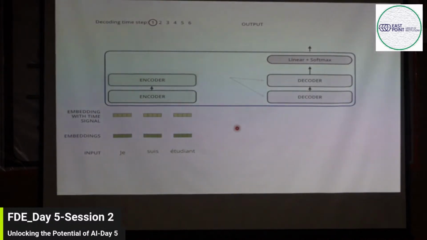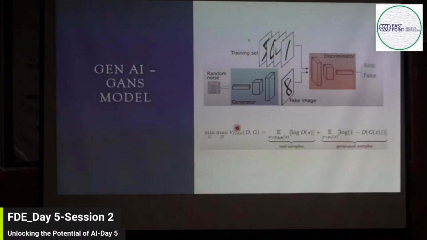Okay. So we are more or less done with transformer. So you have some basic understanding of transformer. We'll move to GANs. Okay, what is GANs? What is GANs?